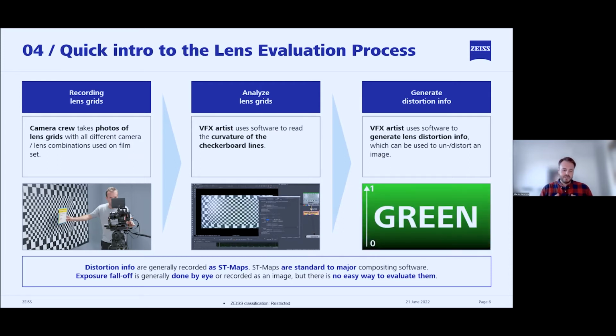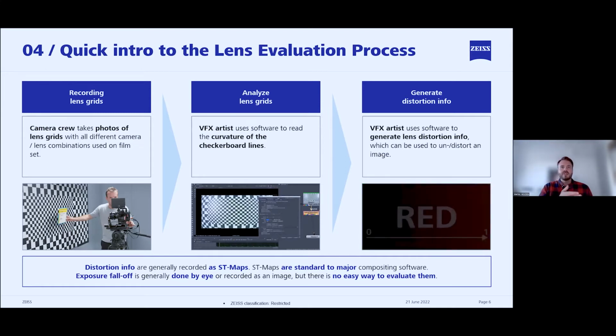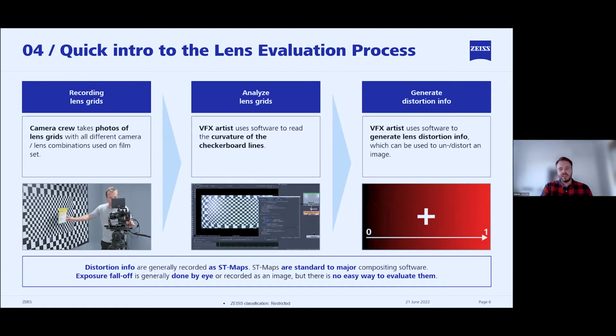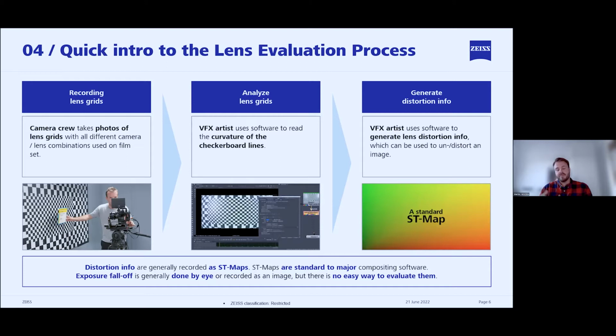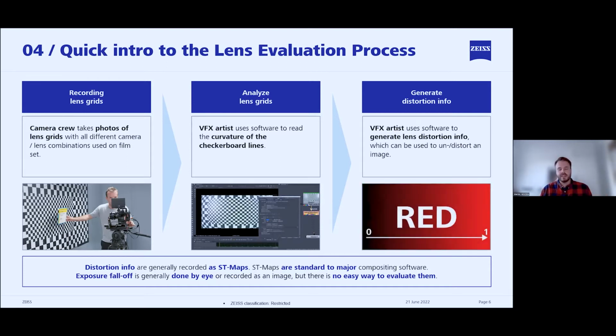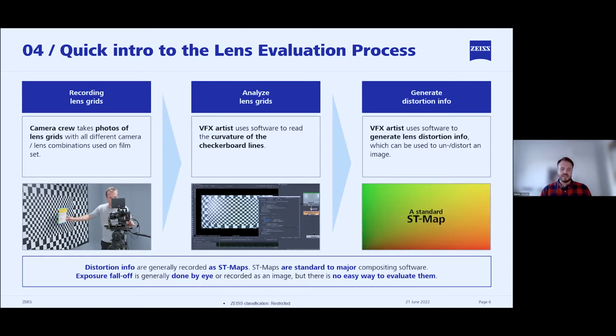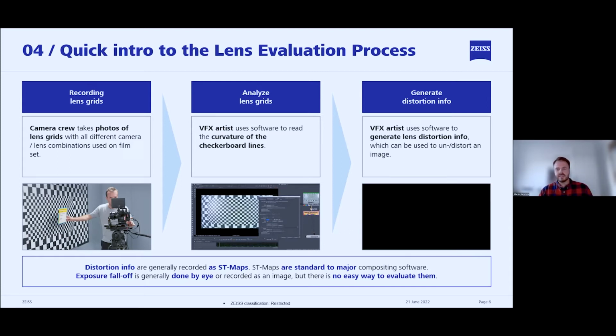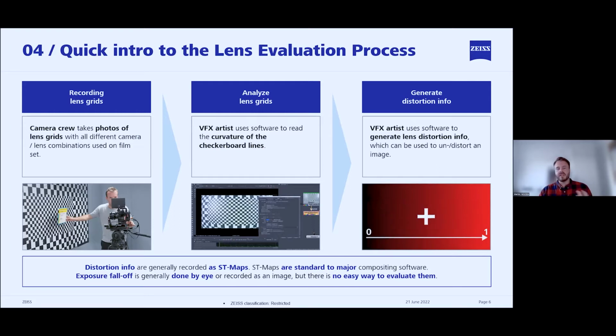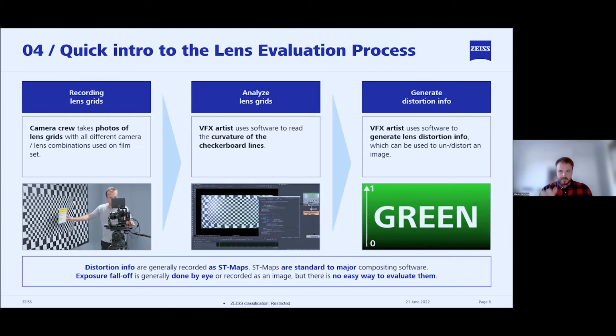And as you hear, this is a really time-consuming process, and you can make mistakes in the recording, you can make mistakes in the analyzing process, and sometimes the visual effects studio doesn't get any information because the production company forgot to make the lens grids. So this is a really time-consuming, error-prone, and analog process. And for example, for exposure fall-off, there is no process at all. Normally, they do it by eye and hand on the PC and match the values.